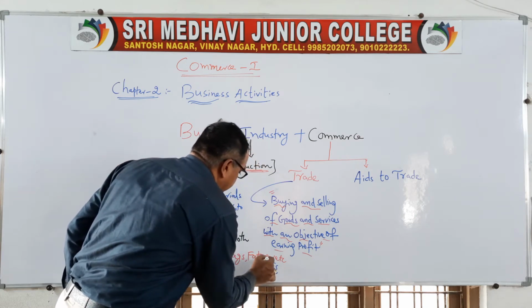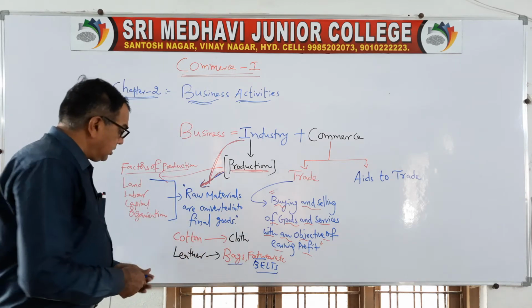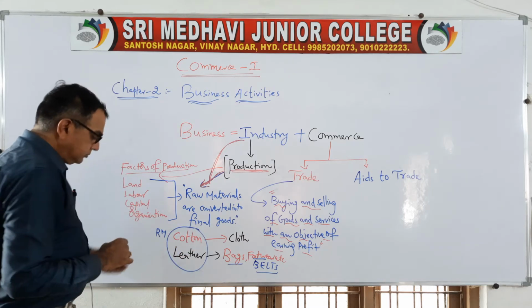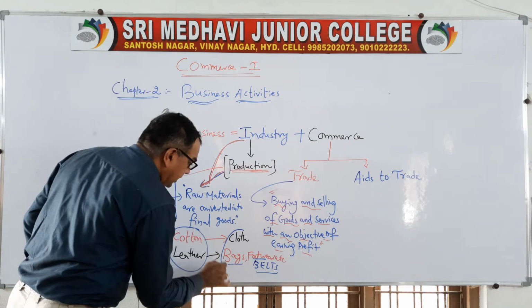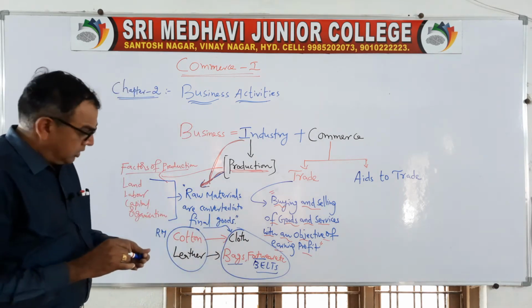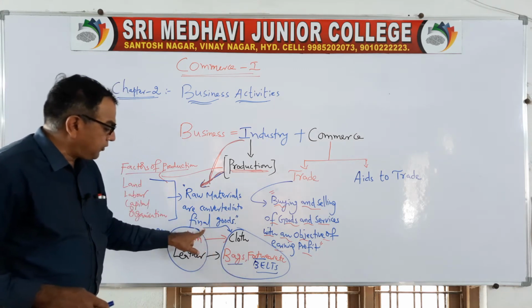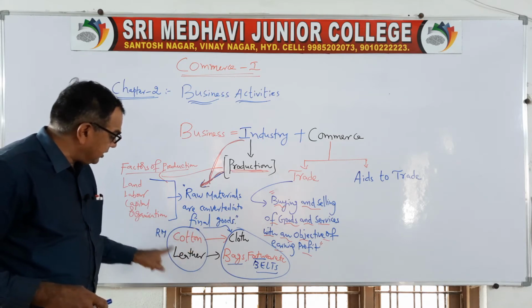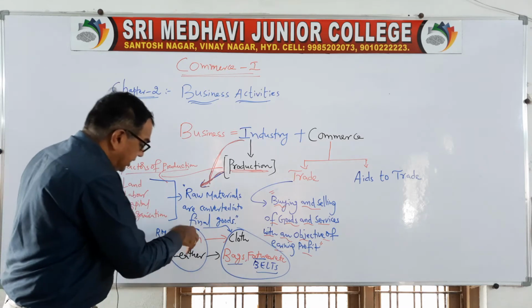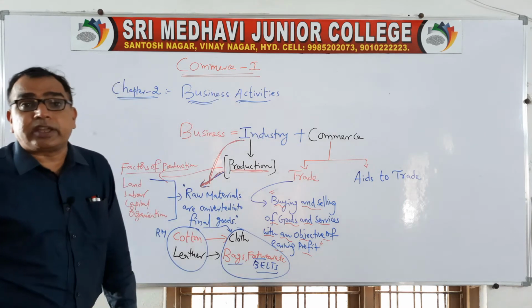Belts are also made of leather, I hope all of you know. Here, what do we call leather? Leather is the raw material. Cotton and leather are the raw materials. Cloth, bags, footwear and belts are the final goods. The place where any raw material is converted into final goods is called an industry.